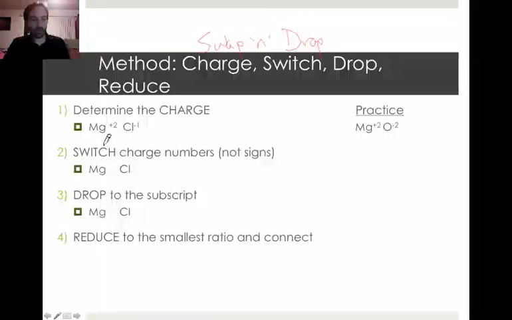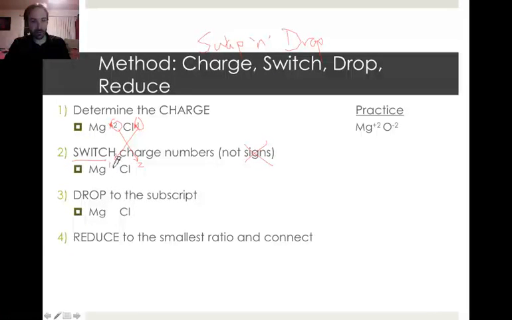So here are the ions again. We've got magnesium with its positive 2 charge, and chlorine with its negative 1 charge. Step 1 was technically to determine the charges. We've got that. Step 2 is you switch the charge numbers, but not the signs. The signs, the positive and the negative, completely disappear. You simply get rid of those. We're looking at the numbers. So the 2 gets switched to the chlorine, and the 1 gets switched to the magnesium.